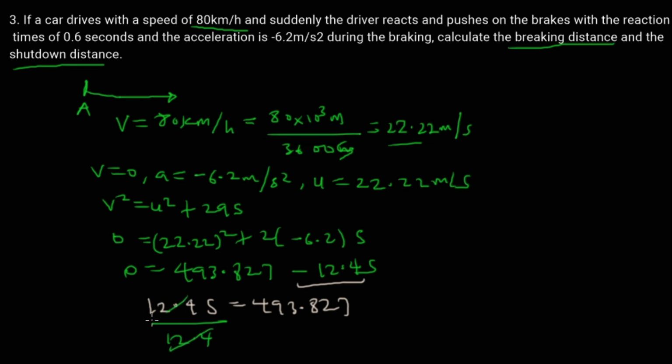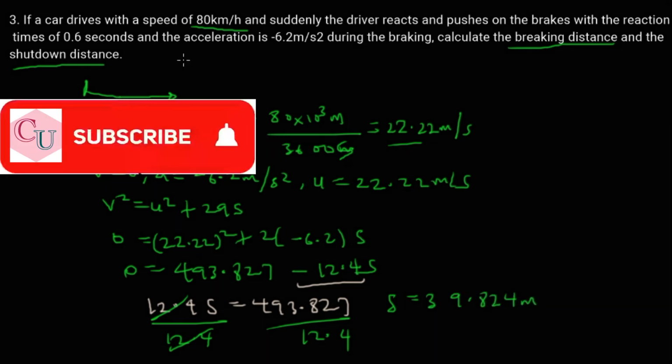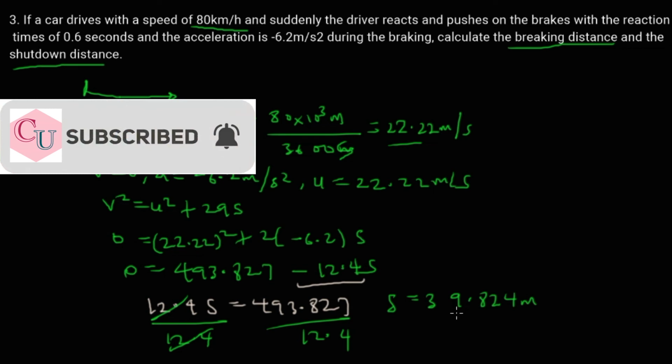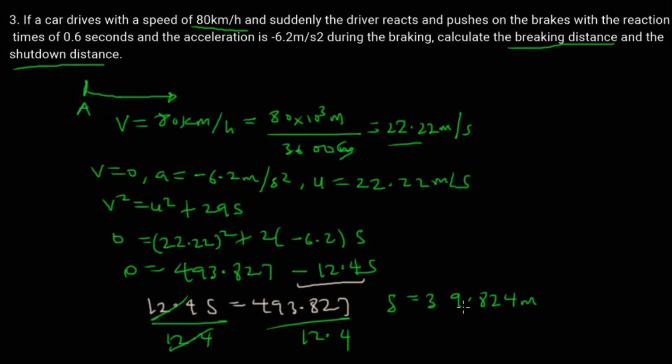If you divide both sides by 12.4, the braking distance s will be equal to 493.827 divided by 12.4, which is equal to 39.824 meters. So 39.824 meters is the distance during the application of the brake. That is, while applying the brakes, the car moved a distance of 39.824 meters.